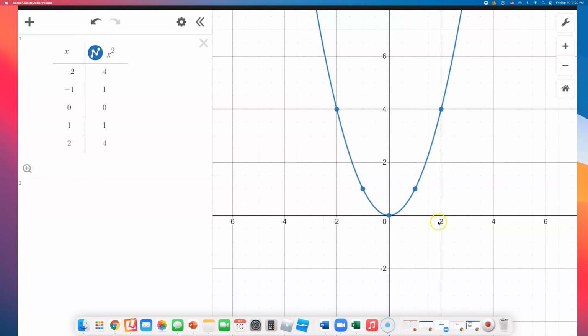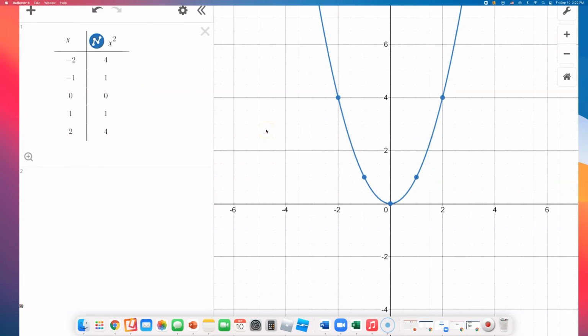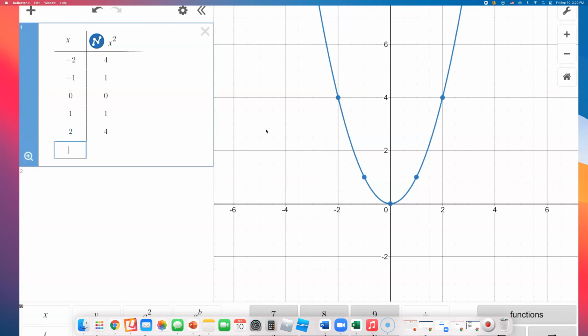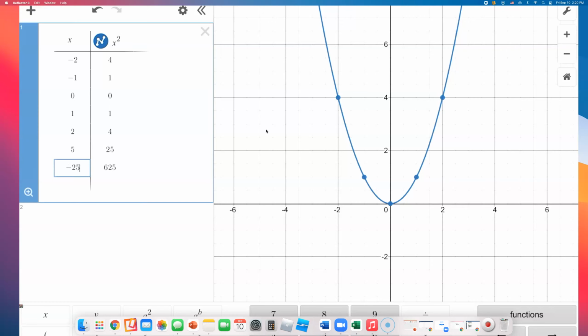Because it's 2 to the right and 2 to the left, both have to be on the same point to be symmetric, right? So when you plug in a +2 and when you plug in a -2, their y value should come out to be the same. When you plug in a +1 and a -1, their y value should be the same to be symmetric. So for example, say that I plug in 5 in here. If I plug in 5, it comes out to be 25. If I plug in -5, it's going to come out to be +25 again.